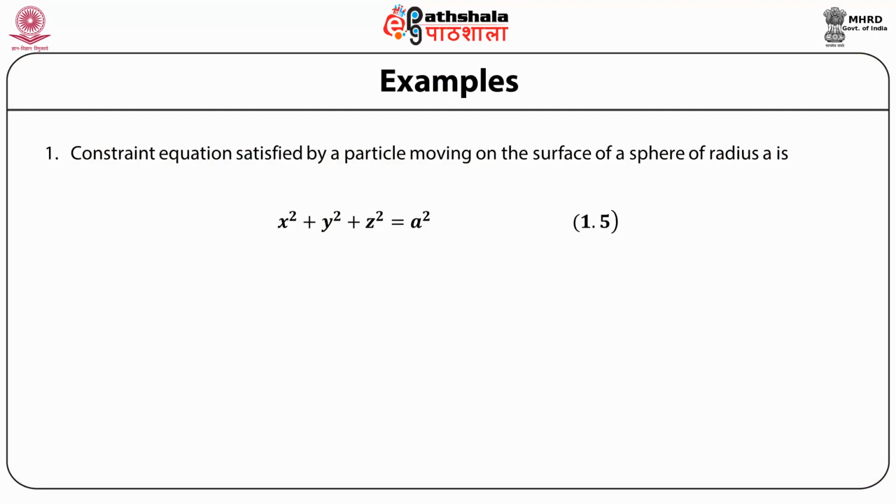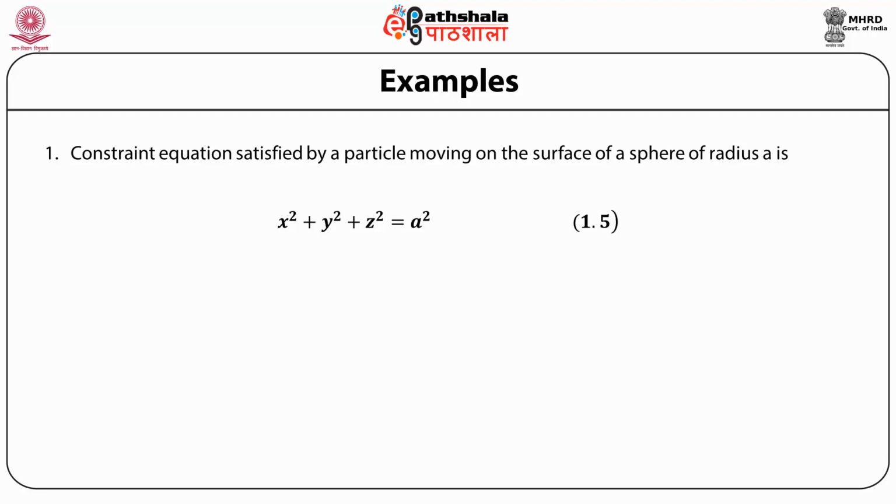We have classified constraints as holonomic and non-holonomic, and also constraints which explicitly depend on time and those which do not depend on time, and constraints which involve velocity or do not involve velocity. With the help of certain examples now, we will illustrate these different classes of constraints.